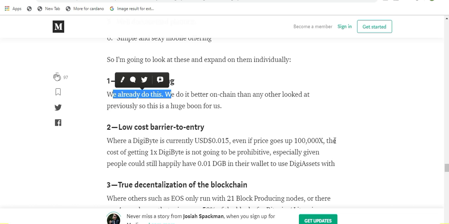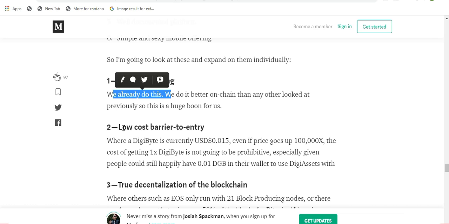We already do this. We do it better on-chain than any other looked at previously and this is a huge boon for us. Scalability is going to be one of the most important factors in the adoption of cryptocurrency. Ethereum, like it or not, can only handle roughly 20 transactions per second, which is great for the current use, the amount of users using it. But what happens when 10%, 20%, 30% of the world or more starts using Ethereum and it can only handle 20 to 25 transactions per second? It's just simply not practical to be used at scale.